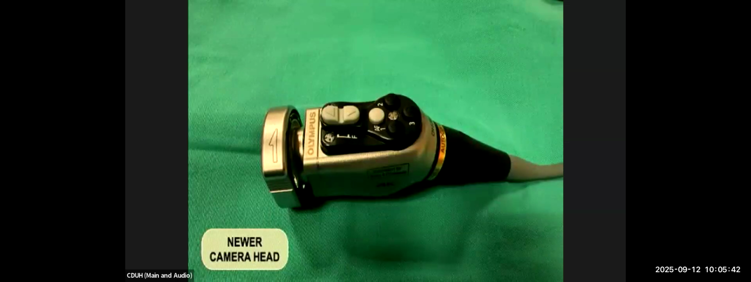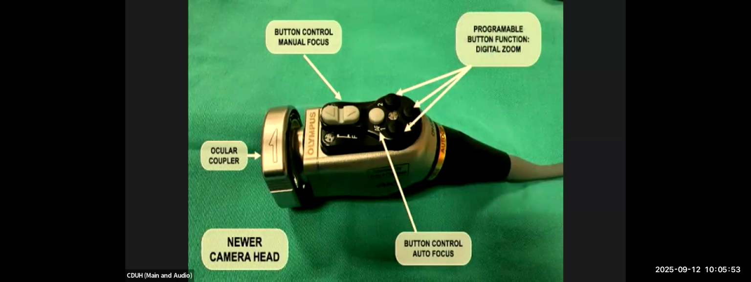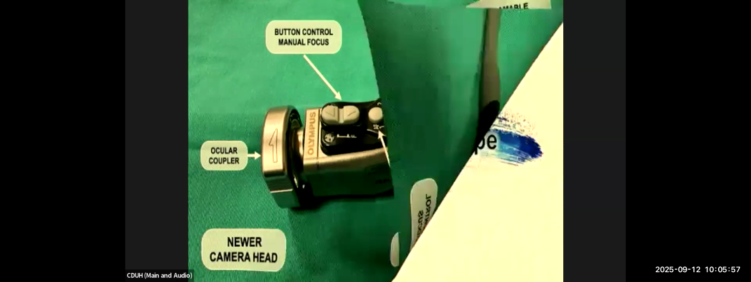But now there's a newer camera head, where this is also called the ocular coupler. These are all the buttons to control the manual focus, followed by this one, which is autofocus. While these are all the programmable button functions for digital zoom.